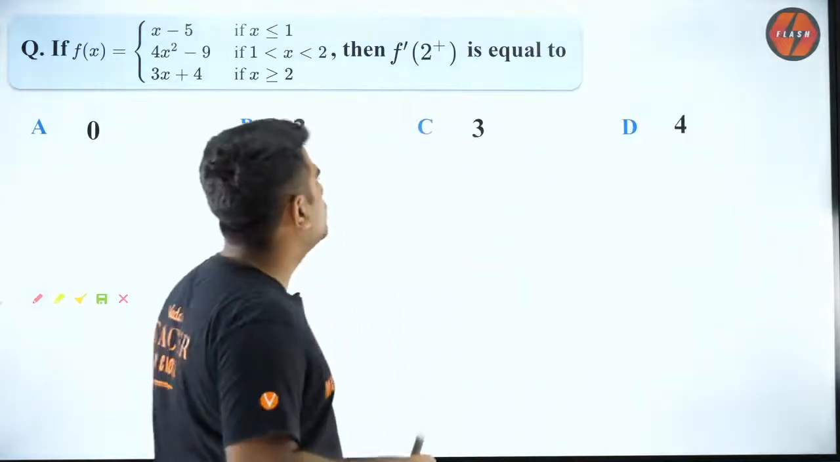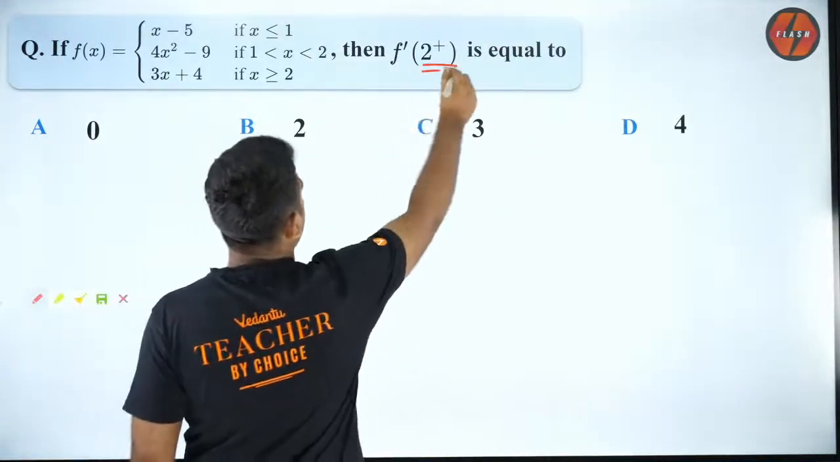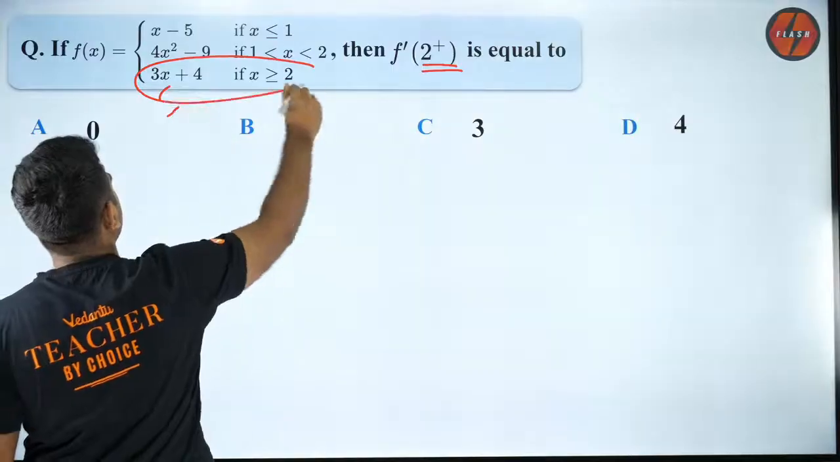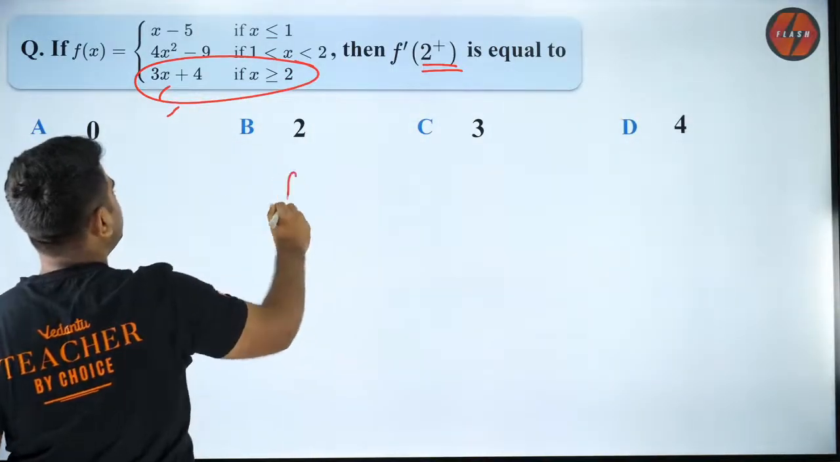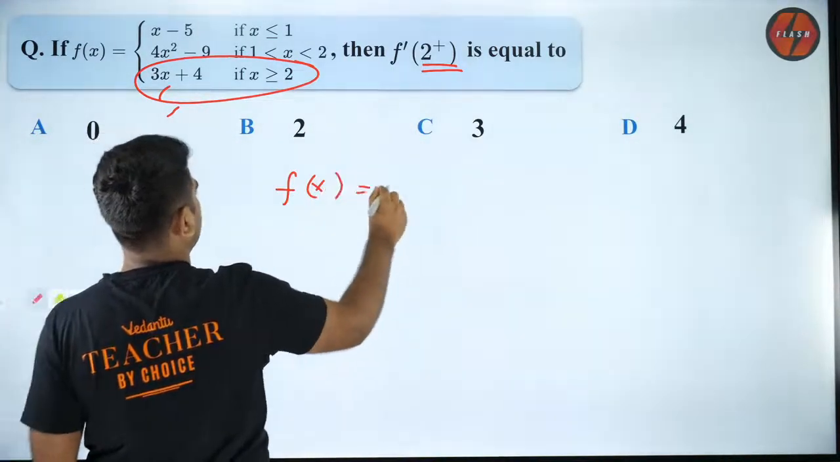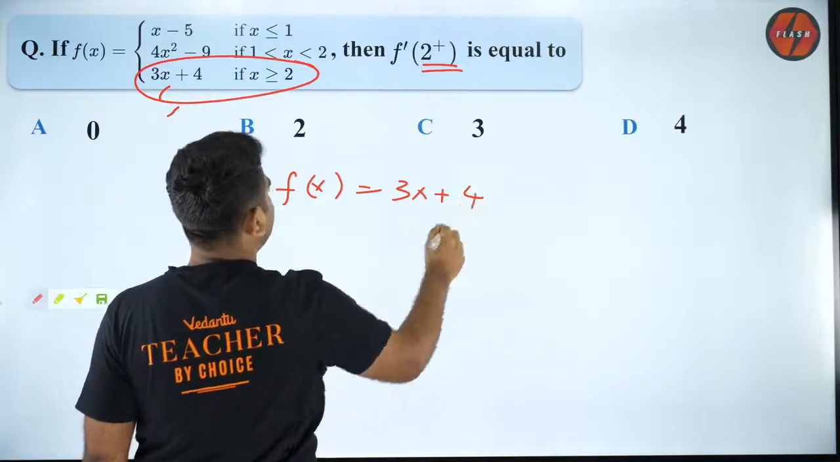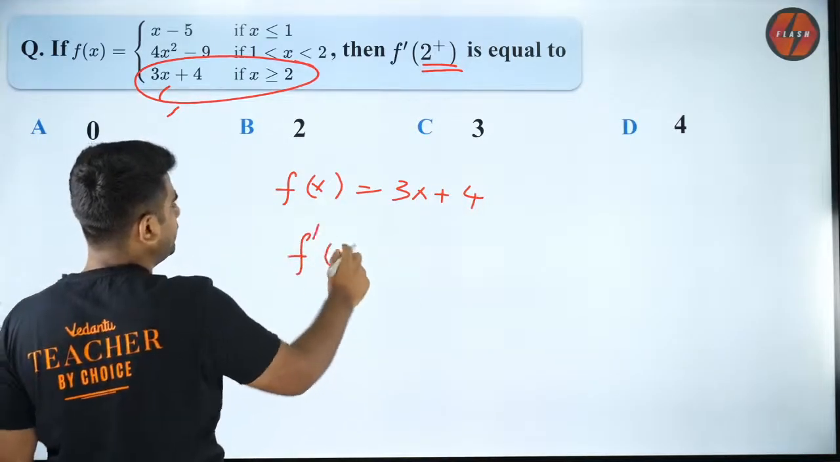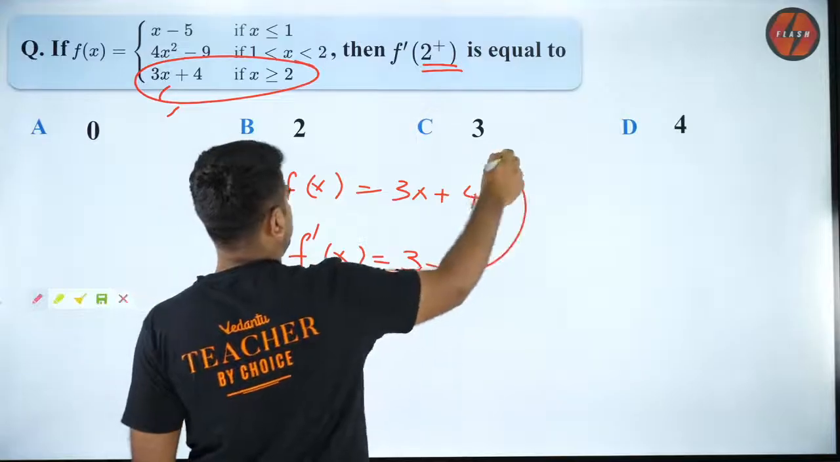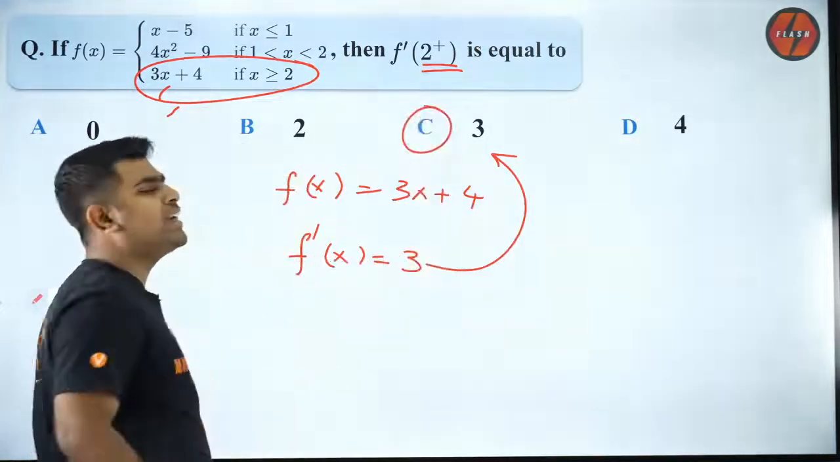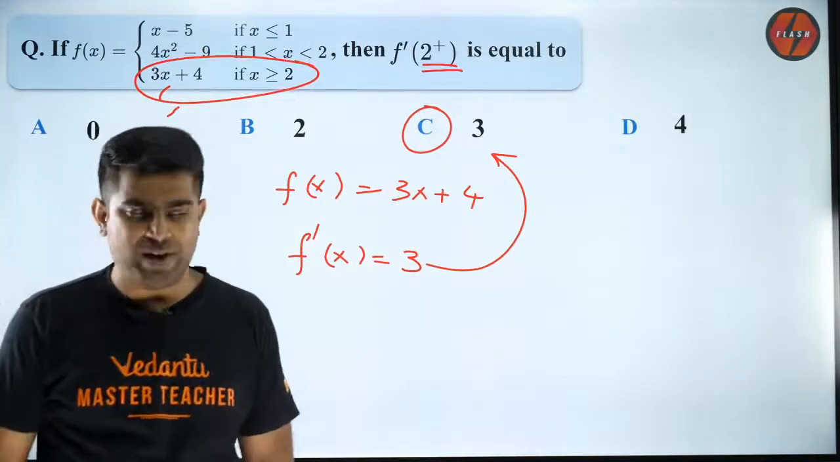Very simple. When I say 2 plus, it means it is this function. So the function is going to be 3x plus 4. If I differentiate it, what will I get? This is one type of question which I want you guys to be aware of.